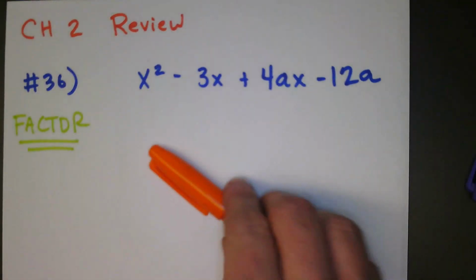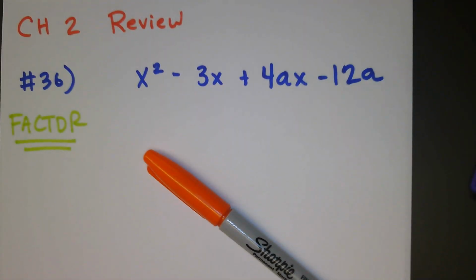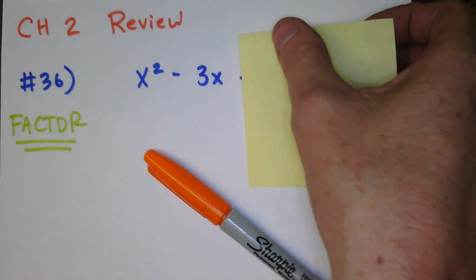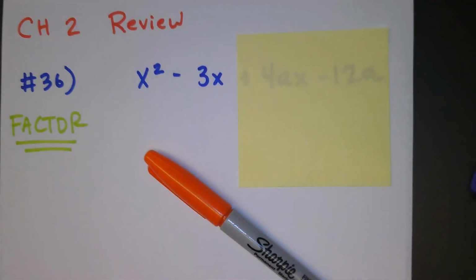Okay, we are looking at number 36 from the chapter 2 review. We have a 4-term polynomial here that we need to factor. And typically when you have 4 terms, you're going to use a technique called factoring by grouping. And the way that we do that is we basically ignore the last 2 terms, at least to start.